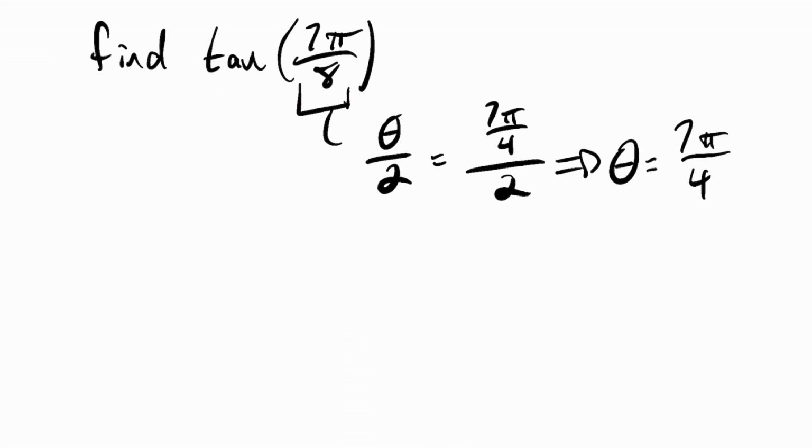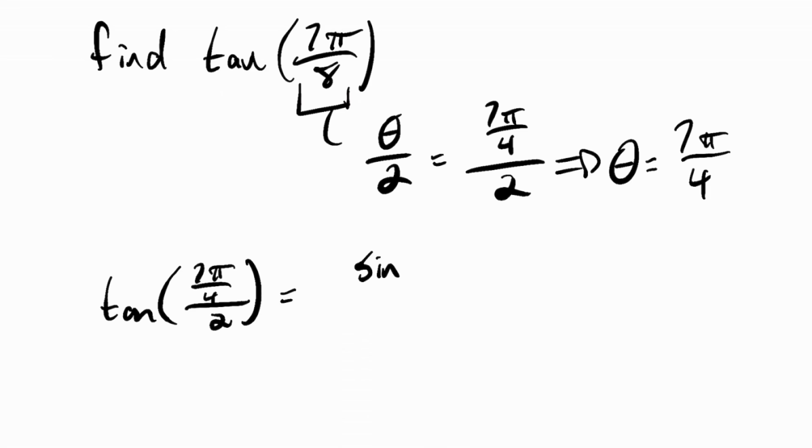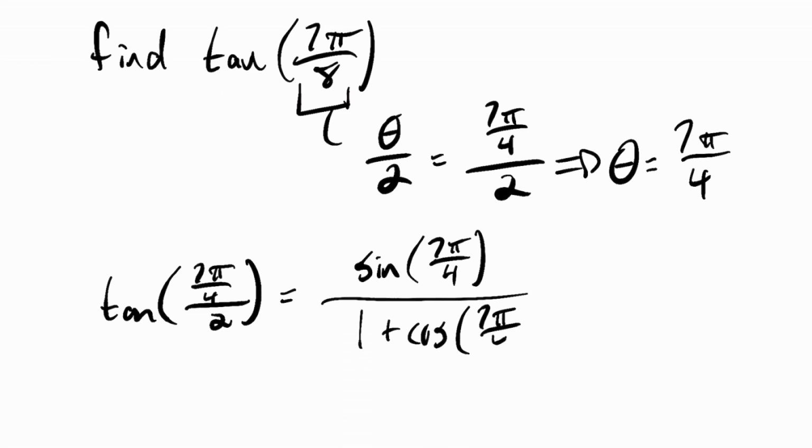Okay? So tangent of, and I'll write it like this even though maybe it's not really necessary, 7 pi over 4 over 2. Well, this is going to be sine theta over 1 plus cosine theta, if you look back at your formula sheet. So this is sine of 7 pi over 4 over 1 plus cosine of 7 pi over 4.